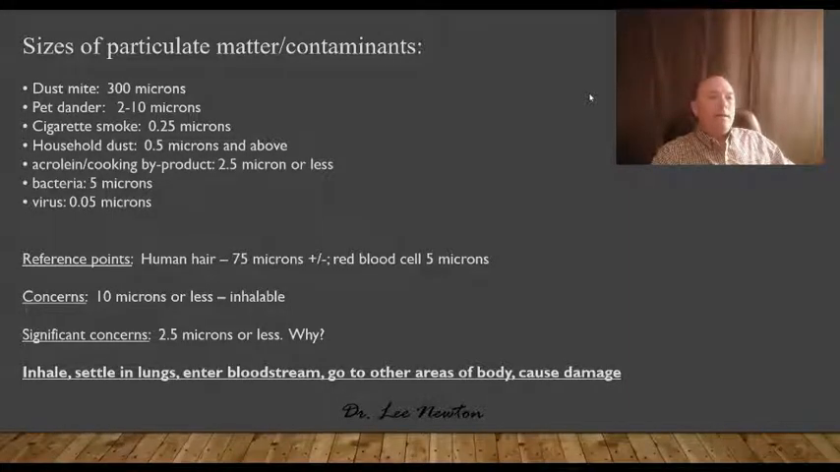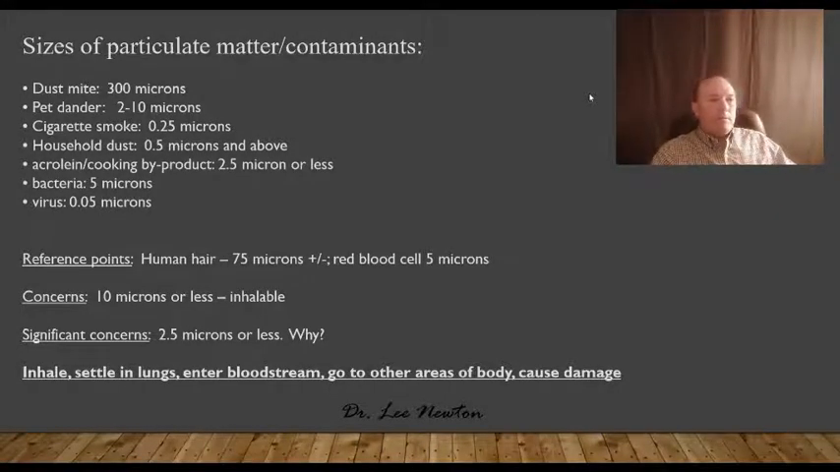I mentioned acrolein in the previous video. That is an organic compound that is essentially a byproduct of cooking. It's 2.5 microns or less, and if you see the term PM2.5, it refers to all particles 2.5 microns or less in size. They're not specifically saying acrolein. That's simply one of them that fits that size description. Bacteria are about 5 microns, plus or minus. A virus is 5/100ths of a micron, or 1/20th of a micron.